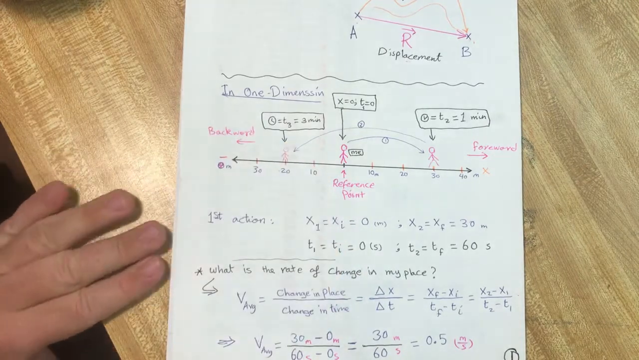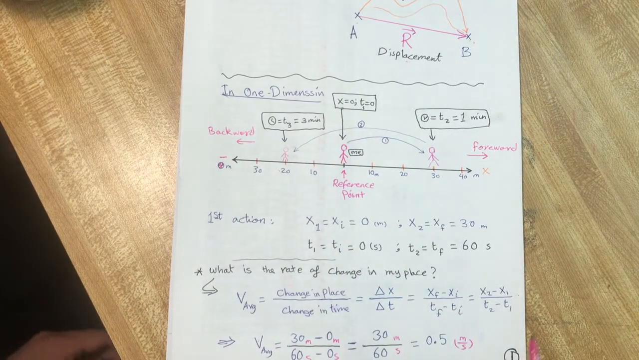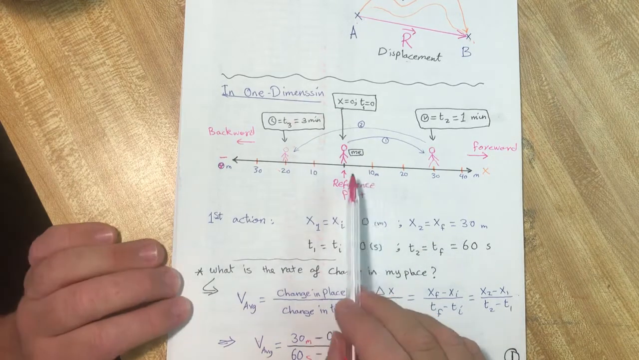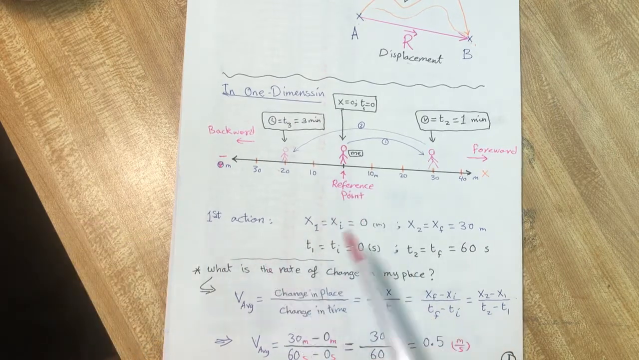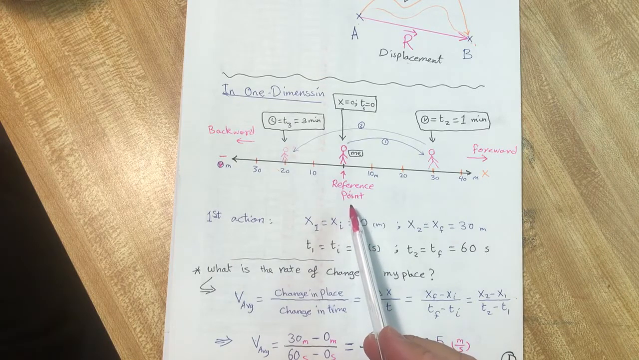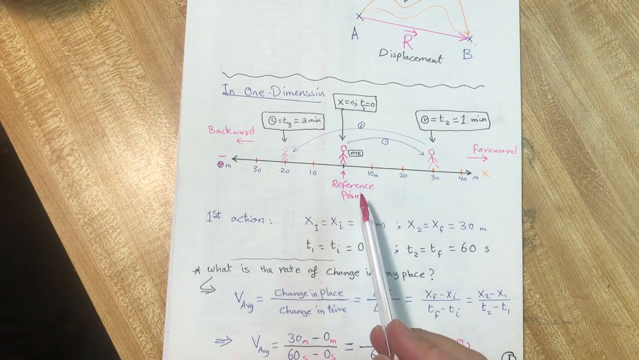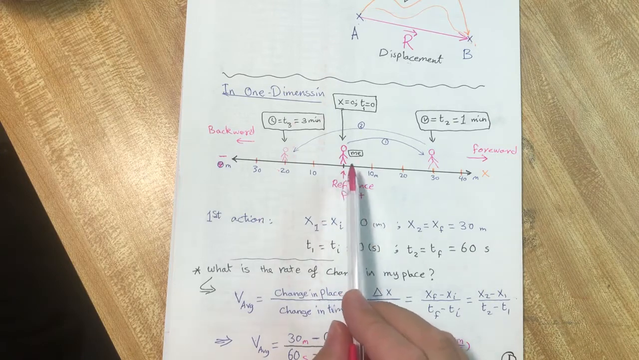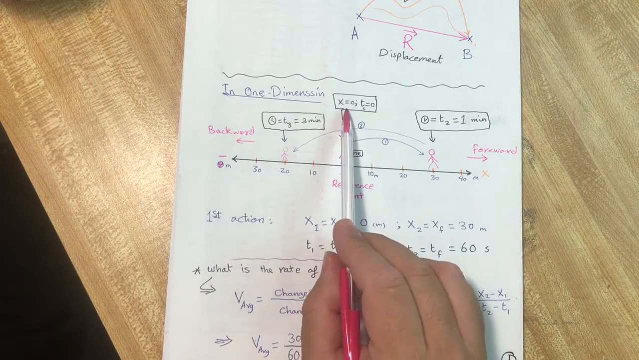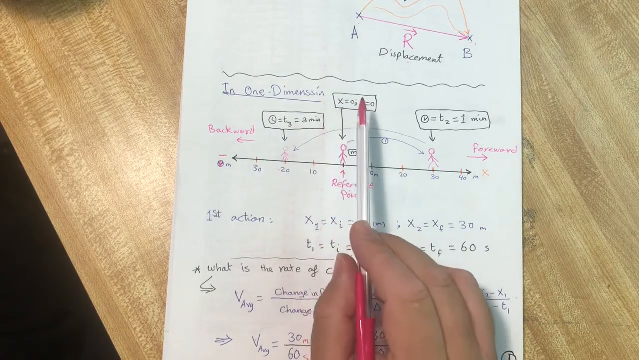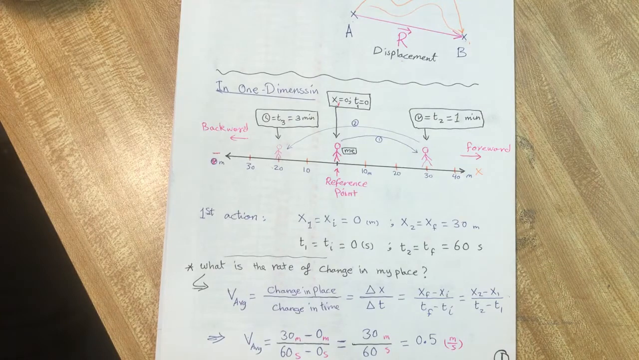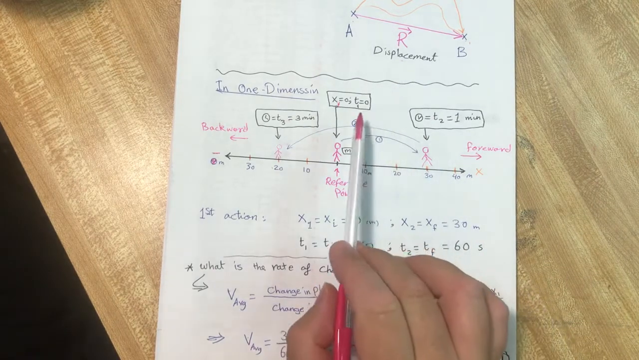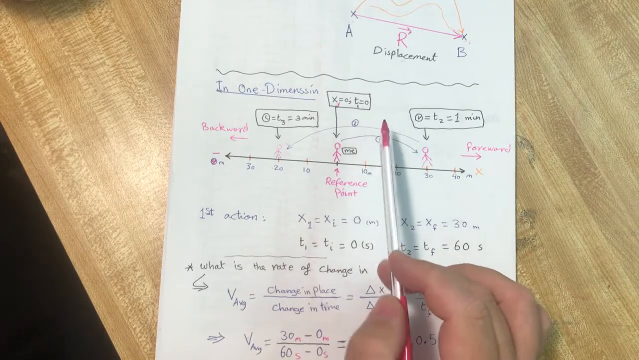Easy? Now, if I do two actions, the first, I was at the origin. I need to define a reference point. The reference point, which is the starting point, I can take it as 0. So I will take the x initial, or x1, as 0, and the time at this stage is 0. It is the starting point.